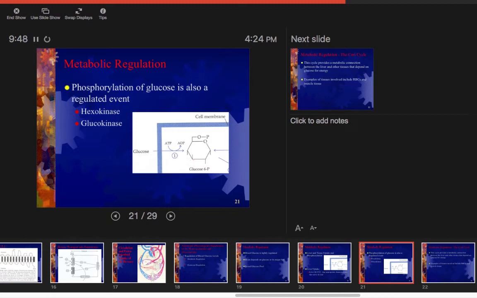Once the glucose is phosphorylated in liver, what cleaves the phosphate to let it go out? We haven't said that yet. Yeah, there's another enzyme. Yep, because you're right. To go backwards, there's a different enzyme.